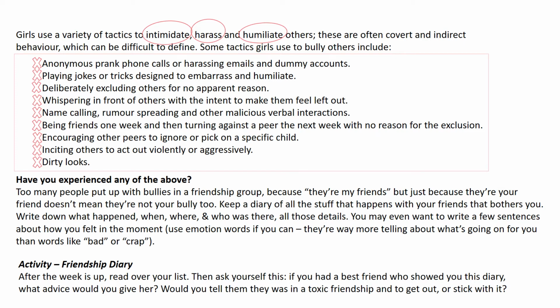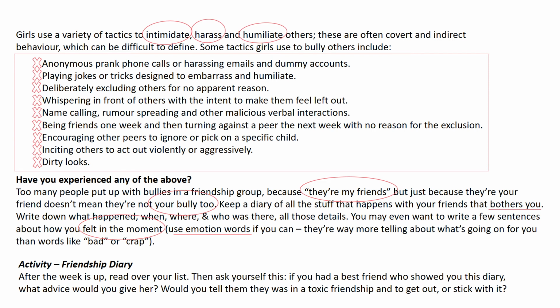Too many people put up with bullies in a friendship group because, well, they're my friends. But just because they're your friend, it doesn't mean they're not your bully too. Keep a diary of all the stuff that happens with your friends that bothers you. Write down what happened, when, where, who was there, all those kind of details. You may even want to write a few sentences about how you felt in the moment. Use emotion words though. They're way more telling about what's going on for you than words like bad or crap.